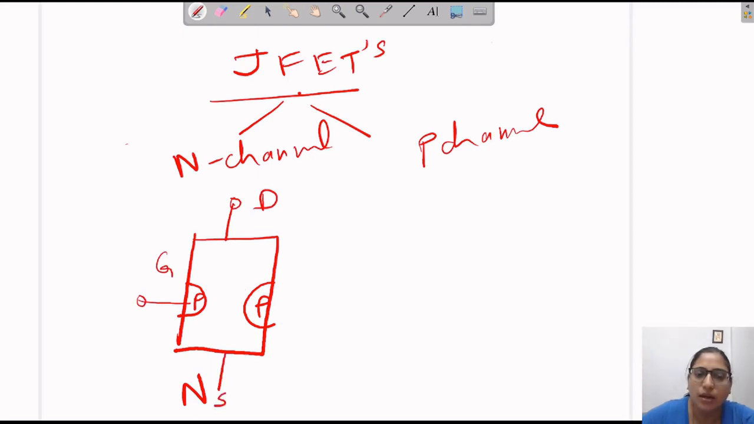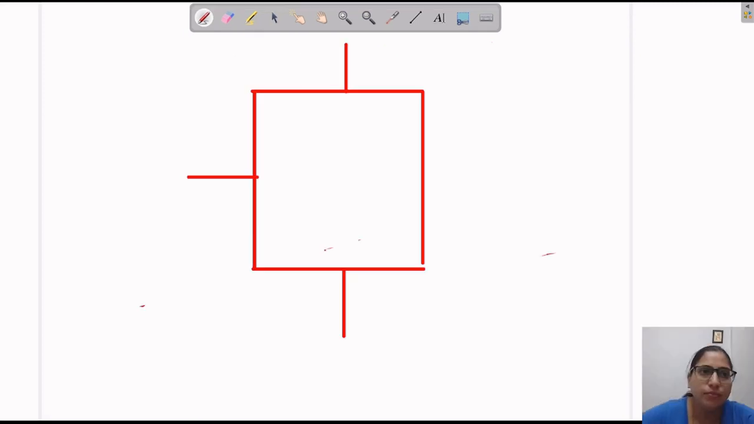The current flow in this, which is ID, flows from drain to source. This is the direction of current, drain to source. Now the region between these two P wells, from drain to source, we consider as the channel, because current is flowing through this channel. So this is the basic diagram, and we will make the impurity wells here.